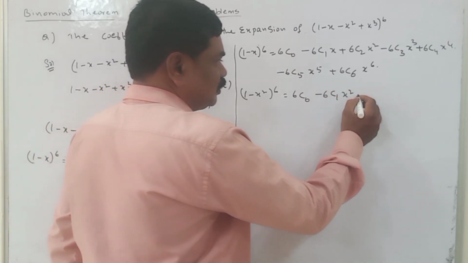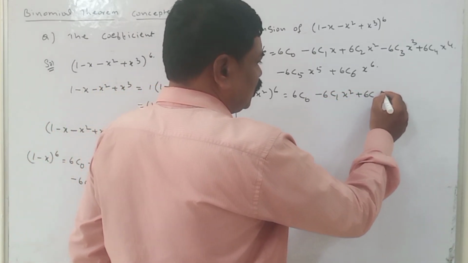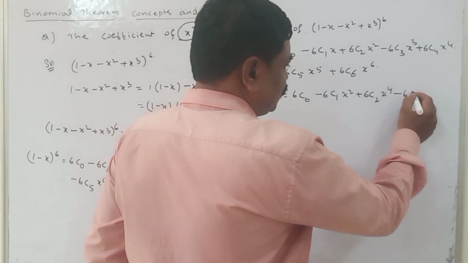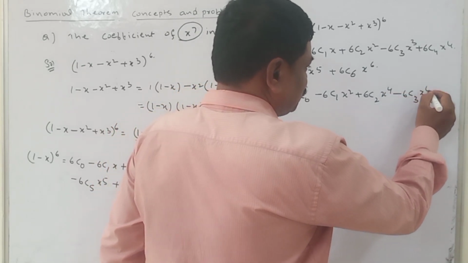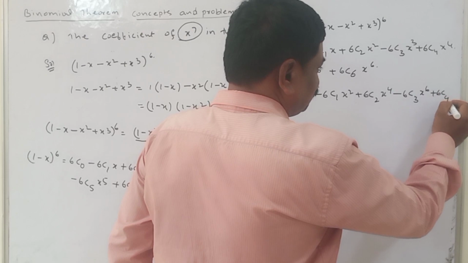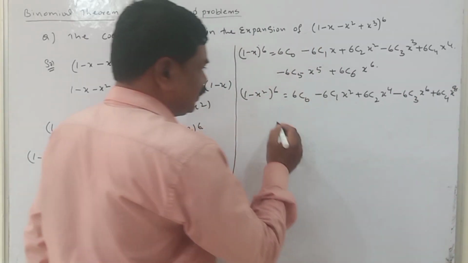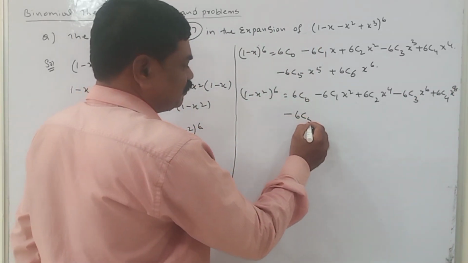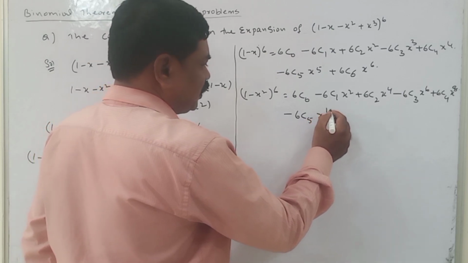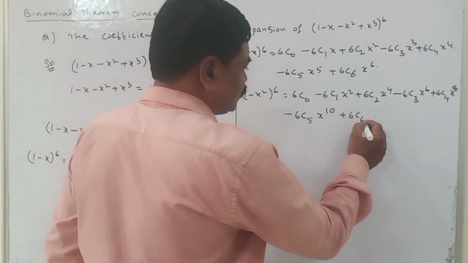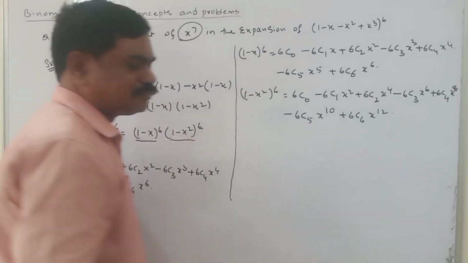Next, the expansion of (1 minus x square) whole power 6 is equal to 6C0 minus 6C1 x square plus 6C2 x power 4 minus 6C3 x power 6 plus 6C4 x power 8 minus 6C5 x power 10 plus 6C6 x power 12.